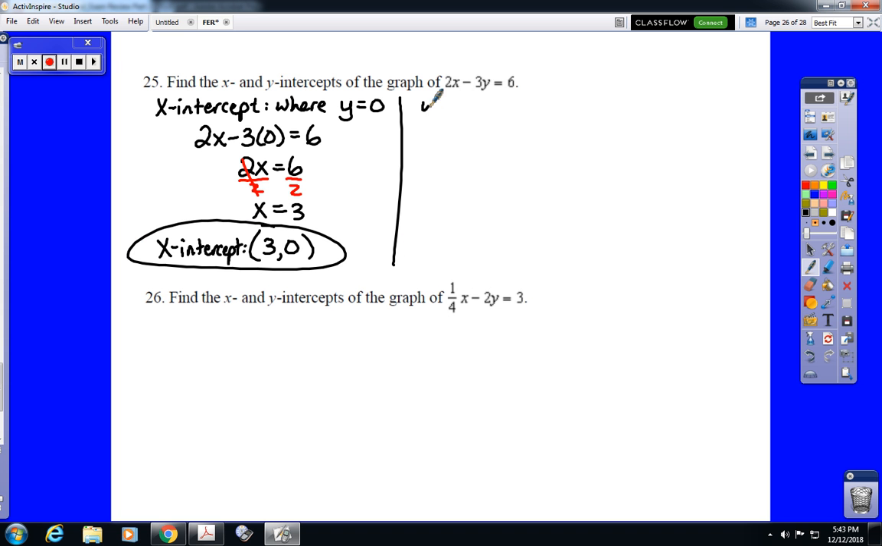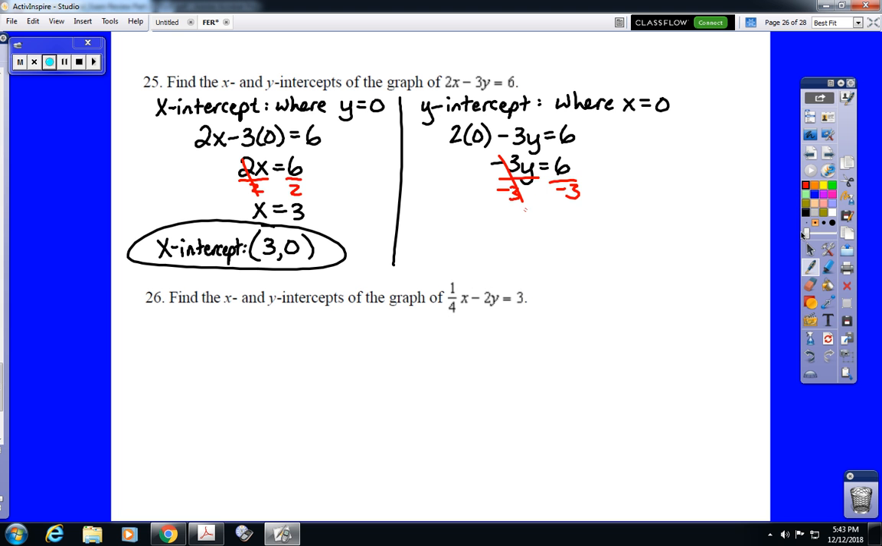We do the exact same thing for the y-intercept with one minor change, and that is the y-intercept is where x is 0. So instead of plugging in a 0 for the y, we plug in a 0 for the x, which gives us negative 3y equals 6. We divide by negative 3 on each side, and we get that when x equals 0, y equals negative 2, meaning the point (0, negative 2) is the y-intercept.